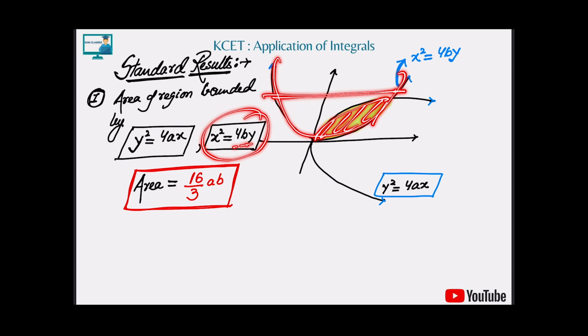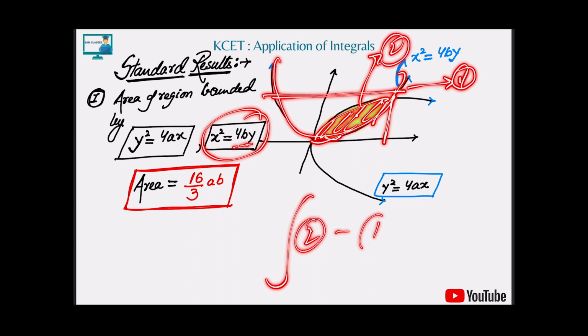Now we need to know this part, correct? So we can subtract and get it also, no problem in that. We already know this part is for this one. Let's say this one, and this is 2. So what you can do is integration of area under 2 minus area under 1, and we can get the answer, but directly you can use this formula.